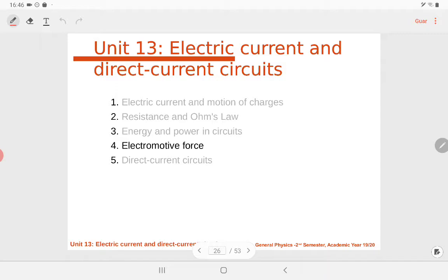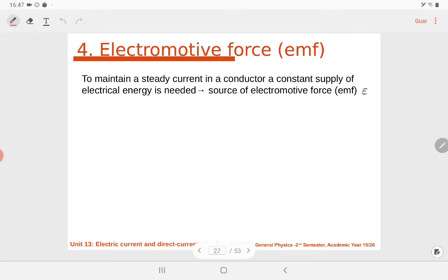So if we want to maintain a current, we need some element that gives this wire some energy so that the current is maintained. And this is going to be the electromotive force. So to maintain a steady current in a conductor, we need a constant supply of electric energy. And this is what we call the source of electromotive force. And we normally use the symbol epsilon, the Greek symbol epsilon, to refer to it.